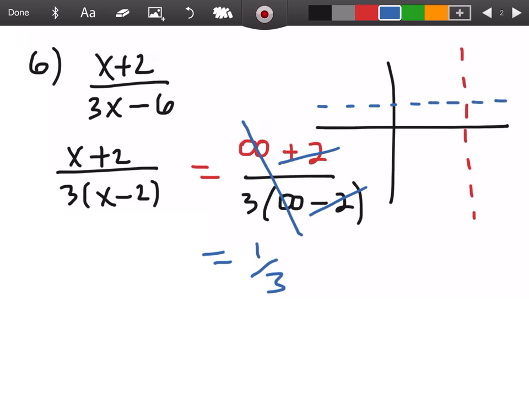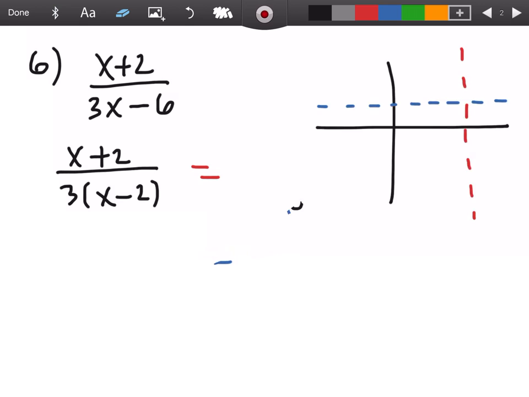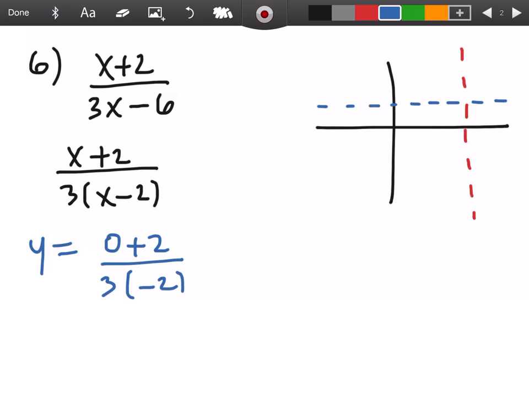It's right about there. So now we can start to graph it. We just want a few key points, because we know the general shape of this graph. So let's start with the easy one. When x is 0, what's y? When x is 0, it's going to be 0 plus 2 over 3 times negative 2. So that's going to be 2 on top and negative 6 on the bottom, which is negative 1/3. So that's going to be down here, right about there. That's going to be a point.